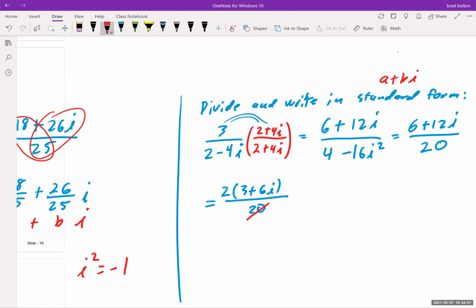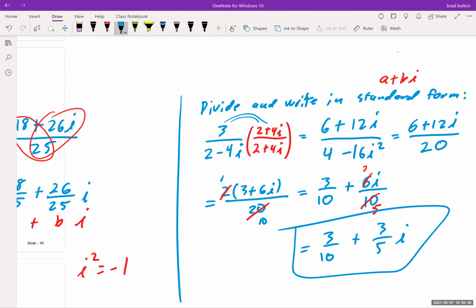And now I can cancel. This is a 1 and this is a 10. So now we're left with 3 over 10 plus 6i over 10. Oh, you know what? I guess I could have just split it from the beginning. That probably would have saved me a little time. So this is 3 and this is 5. I'm just simplifying here, you guys. So 3 over 10 plus 3 over 5i. So there's another type of problem where you can use the conjugate.